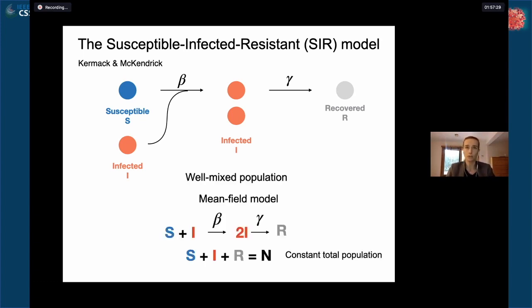Because these are mean field models, they assume you have a well-mixed population. So you can really think of individuals as particles in a well-mixed solution. And so you can rewrite this as a series of chemical reactions, right? You have S plus I gives you 2I, and from there you have recovered. And then you have a mass conservation law because you assume there's no birth and death, and the total population remains constant on the time scale of the epidemic.